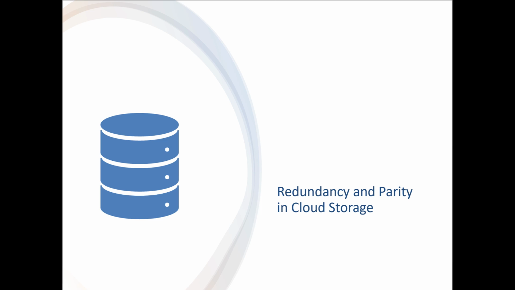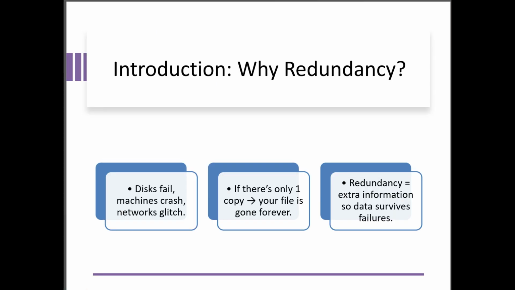Last time we talked about logical versus physical storage and how the system retrieves files. But there's one big problem left. What if something breaks, or what if servers fail? Disks fail all the time, machines go down, network glitches happen. And if you keep only one copy of your file, then one failure means your data is gone forever. That's why we need redundancy, that is, storing extra information so your file can survive failures.